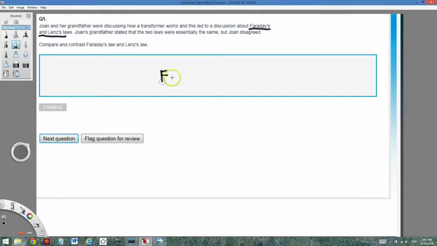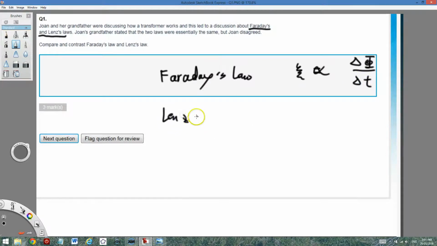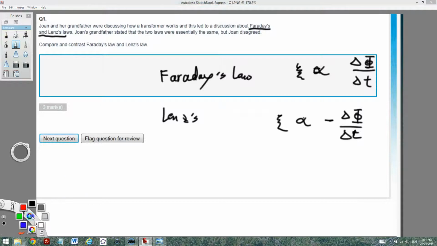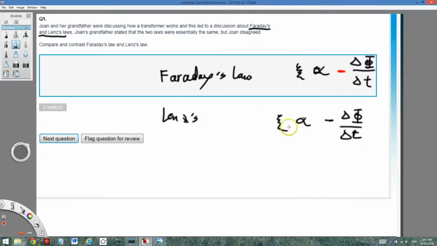So Faraday's law, after you copy down all the words, now just say that Faraday's law is basically the EMF is proportional to the change of magnetic flux over change of time. However, Lenz's law determines the direction of the current. The EMF is proportional to the inverse of this. So Lenz's law adds that minus sign.